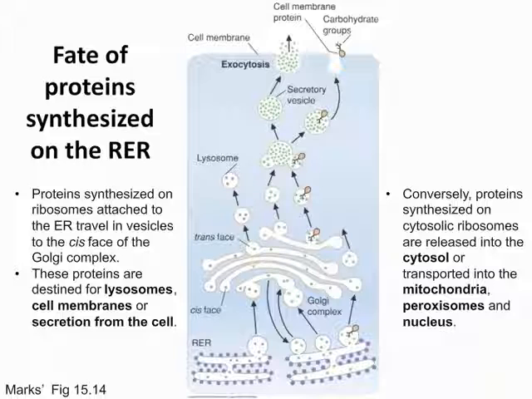Conversely, proteins that are synthesized on cytosolic ribosomes are going to be transported into the mitochondria, peroxisomes, and nucleus. So remember, if the proteins are made on the rough ER, they're destined for lysosomes, cell membranes, or secretion from the cell. But if they're made on cytosolic ribosomes, then they're going to be released into the cytosol, mitochondria, peroxisomes, and the nucleus.